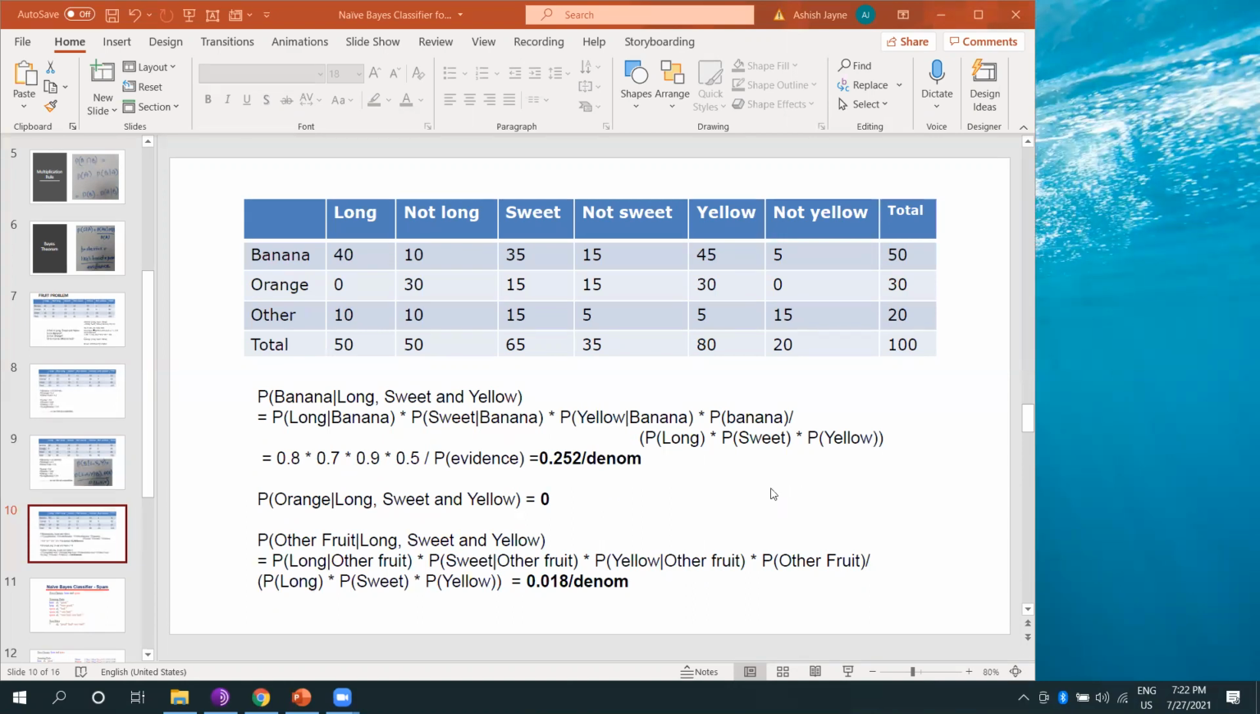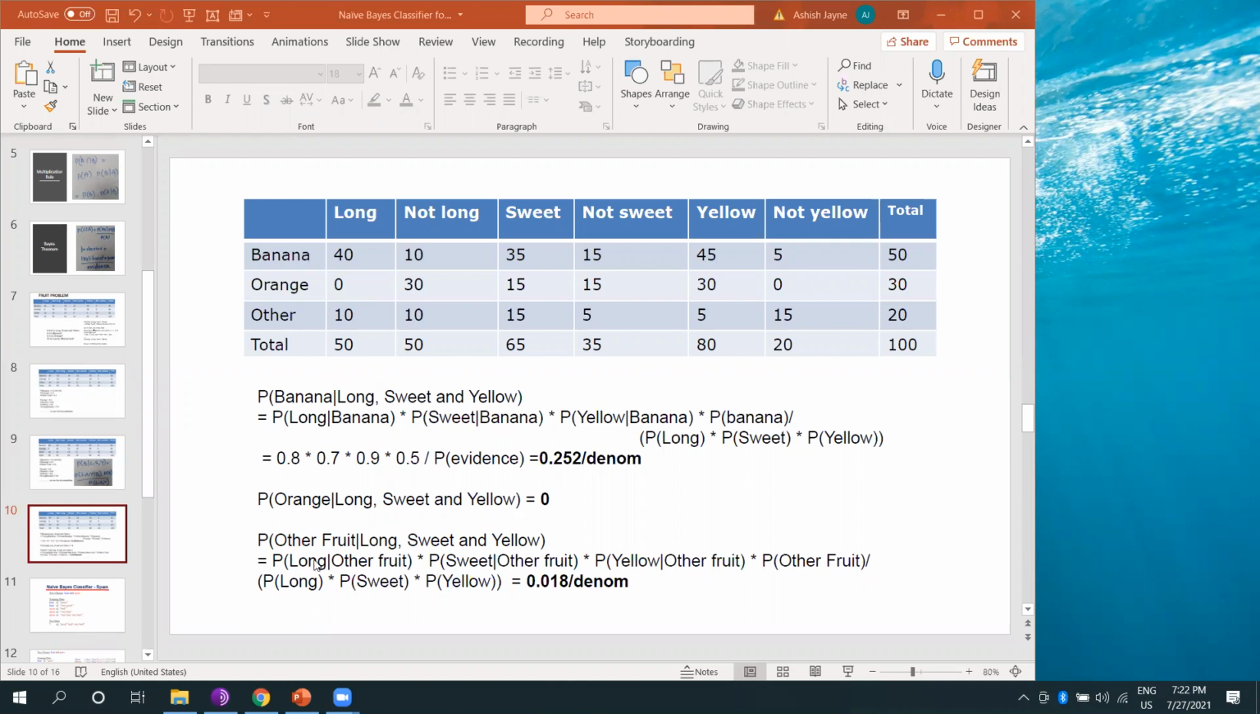Now, if we want to find out P(orange | long, sweet, yellow), it is 0. Why? Because one of the probabilities is 0. P(long | orange) is 0. Because of this number over here, P(orange | long, sweet, yellow) is 0.